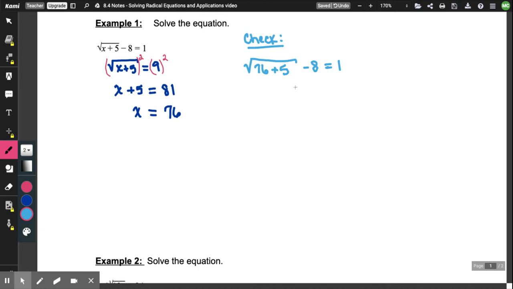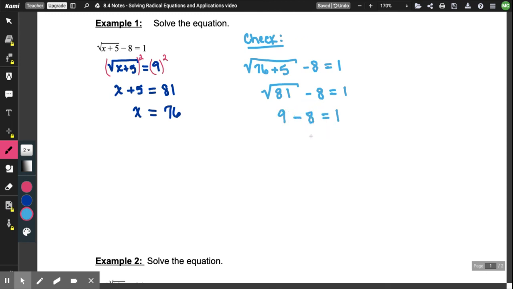Now when you're checking, you don't move anything across the equal sign ever. So we're just going to simplify the left side of the equation, and if there was anything to simplify on the right, then I would simplify that as well, but there's not. So to simplify, I need to first do what's inside the radical. So 76 plus 5 is 81. Next, I would need to take the square root of 81. A radical is the same thing as an exponent, so that would be 9.